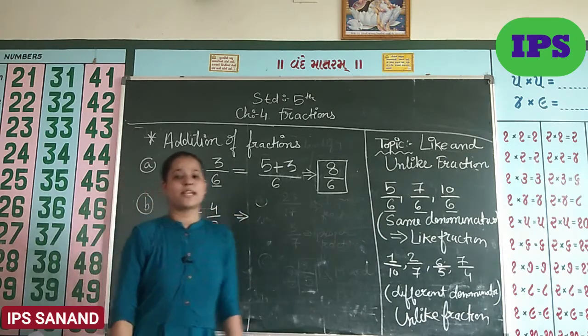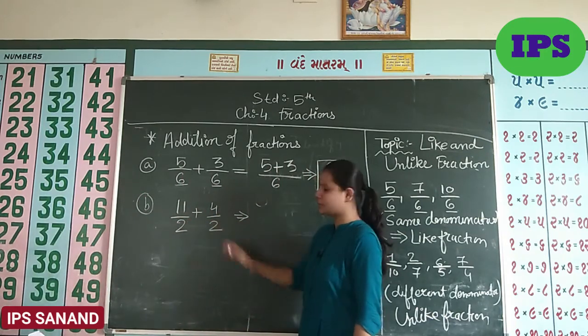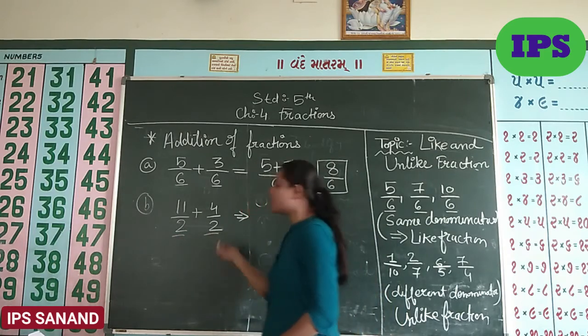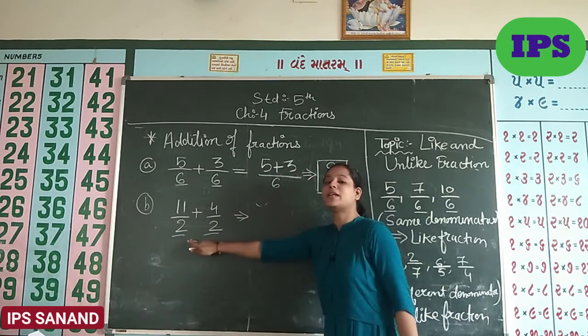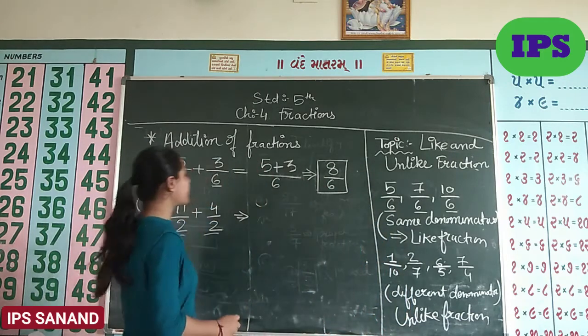Step number 1, can you tell me what kind of fractions are they? 11 by 2, 4 by 2. Exactly, these are like fractions because we have the same denominators. हमारे पास denominator दोनों side same है, इसलिए ये like fractions हैं. तो हम simply क्या करेंगे इसमें?